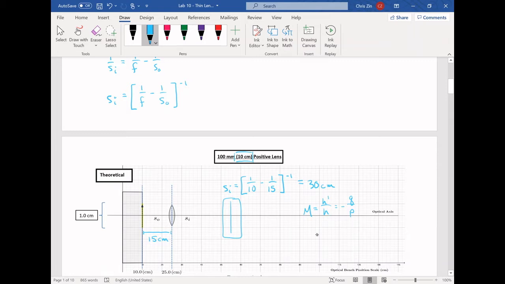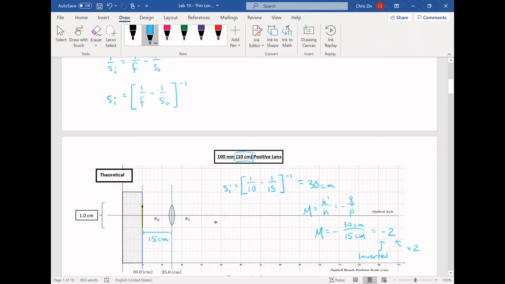So then the magnification will be minus 30 centimeters divided by 15 centimeters, the image distance divided by the object distance. This gives you minus 2. Okay, so then there's two things here. The minus sign tells you that it's inverted. So the arrow should be pointing down. And the 2 tells you that it's 2 times as large as the object.